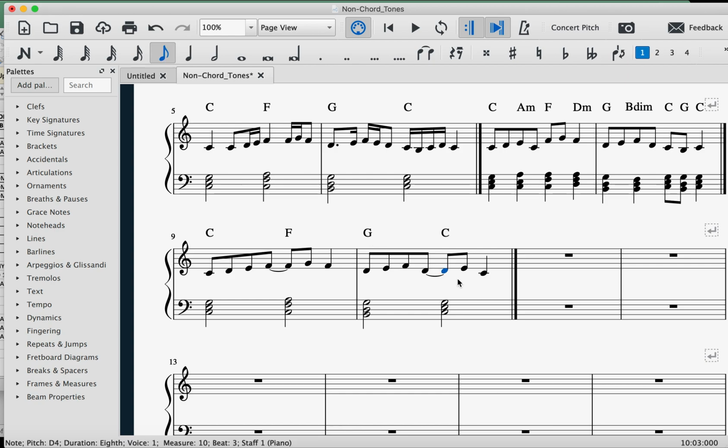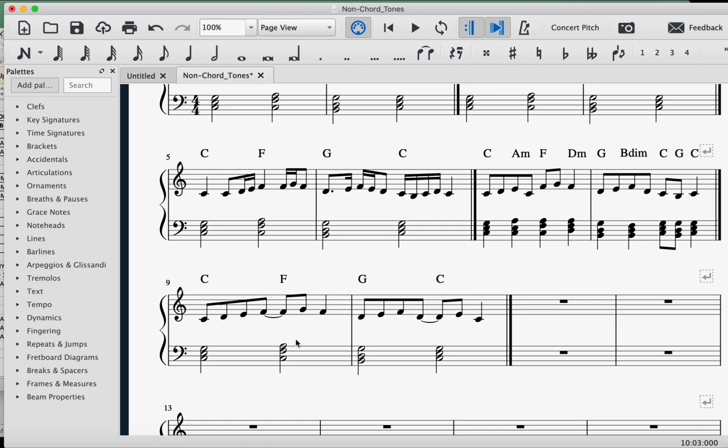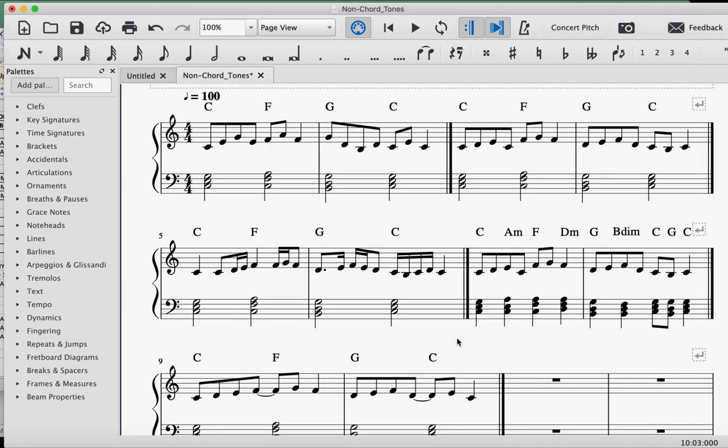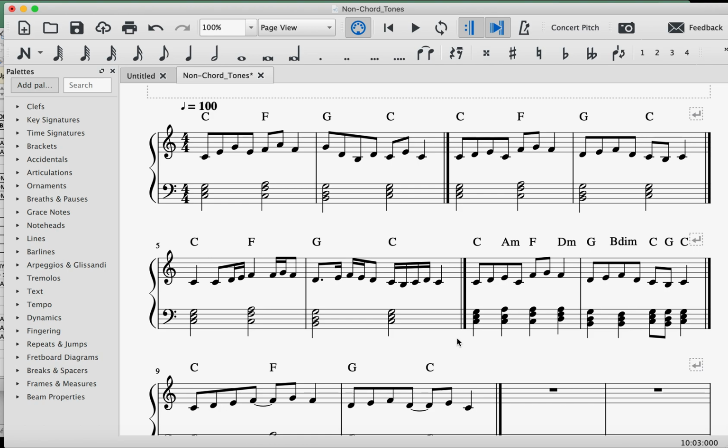So two different kinds of non-chord tones there that I didn't use before. An anticipation, and sort of the opposite of anticipation is a suspension. All right, so hopefully this video has been helpful. I talked about passing notes, neighbor notes, anticipations, and suspensions.